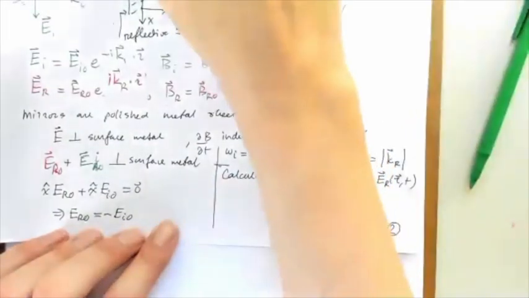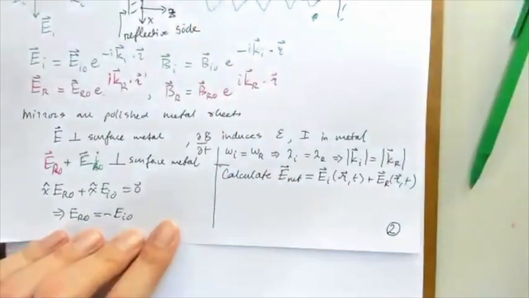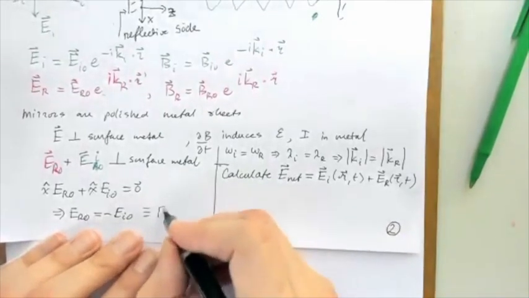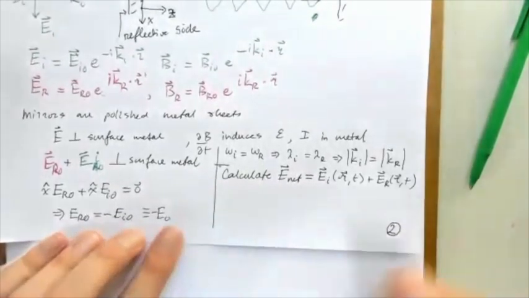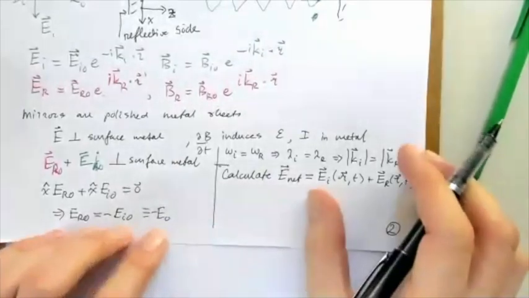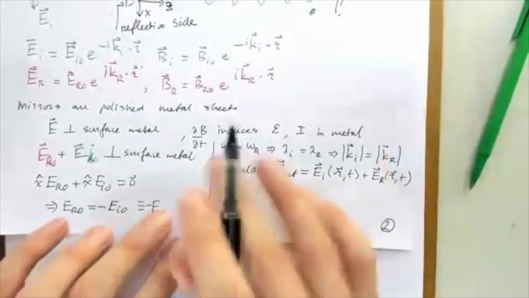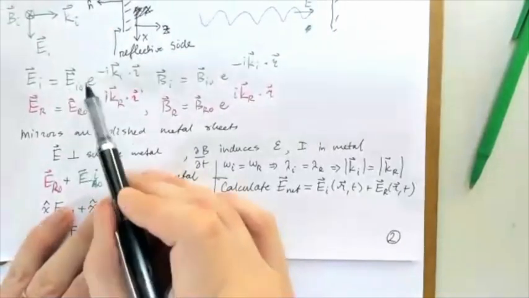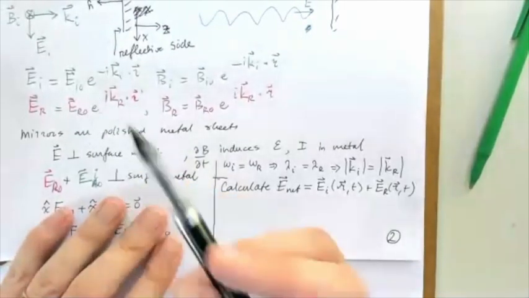And then we get, because these two have opposite signs, we can just call it something. So we can just call it E0, minus E0, because one is plus and the other is negative. So that means that the incident field and the reflected field have the same prefactor, just with a different sign.